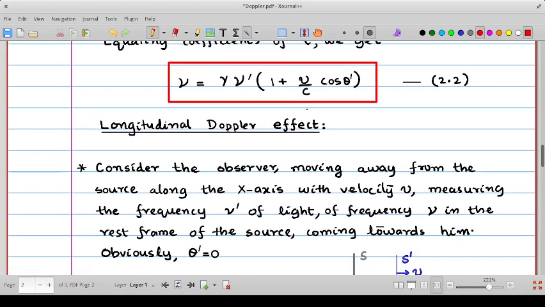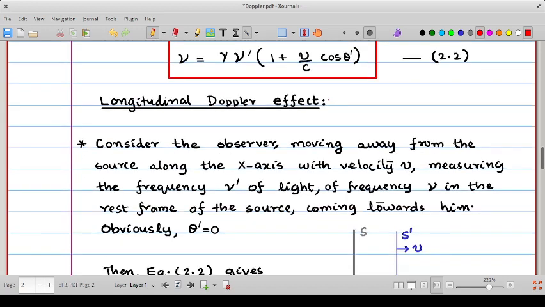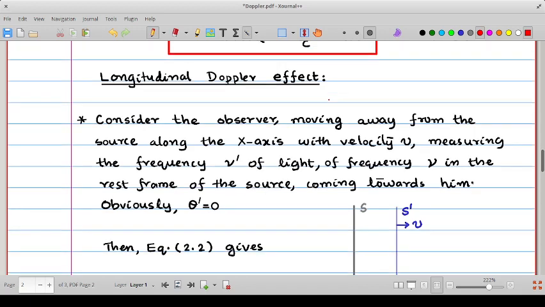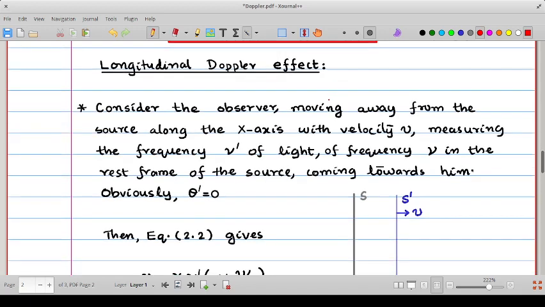So we see that the frequency of the electromagnetic wave in the two frames that are moving with a finite relative velocity are different, given by nu and nu dash, and are related by this expression. Now we consider a special case of this called the longitudinal Doppler effect.